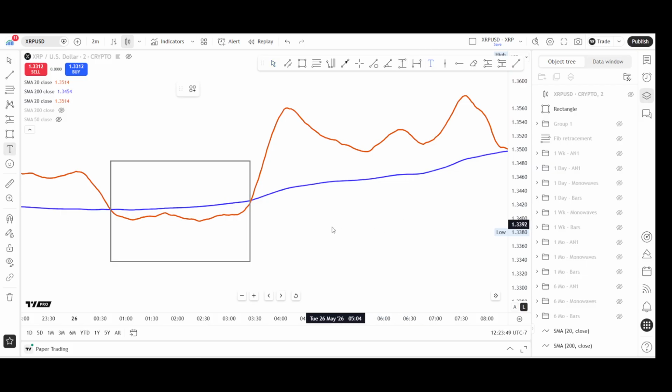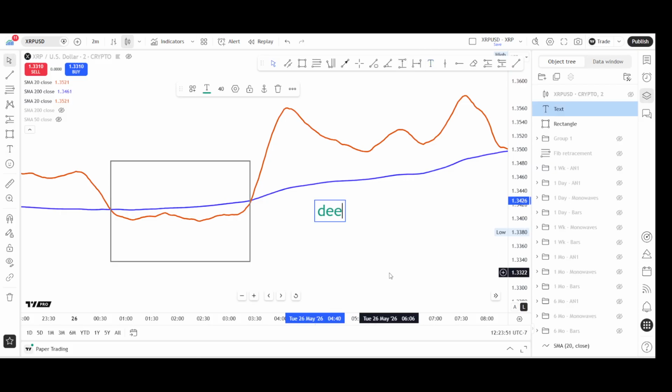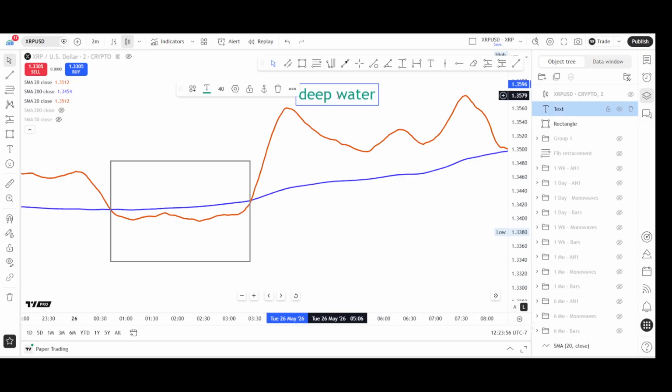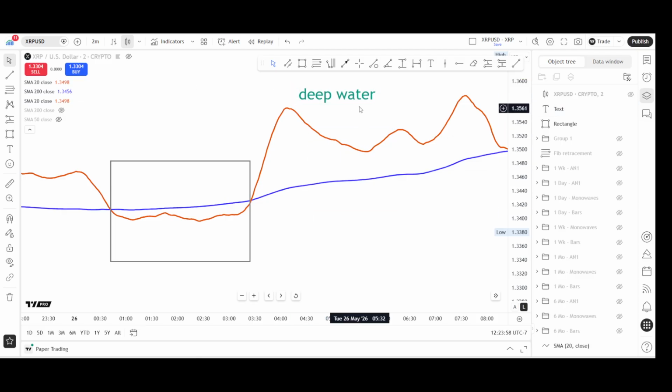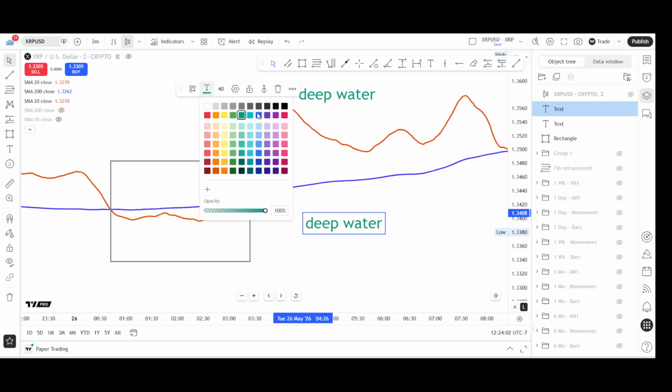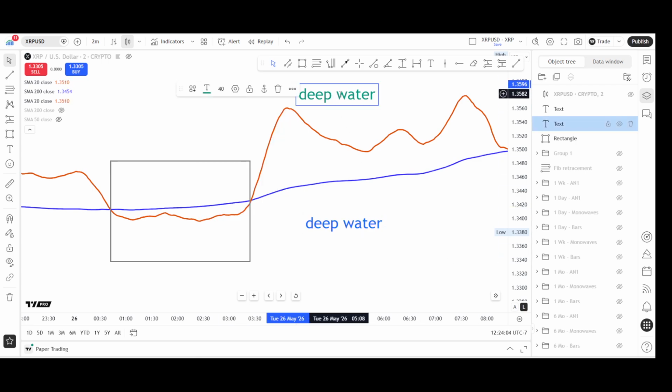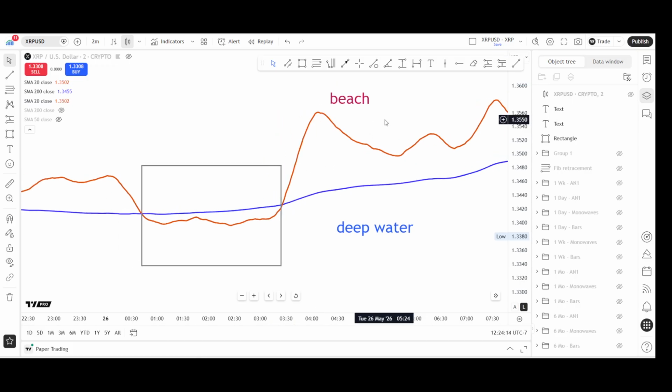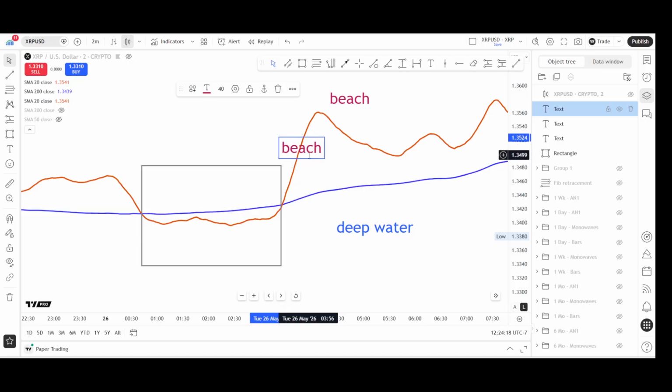Here is your deep water. Here is your beach. Oops, let's do that again. Here's your deep water. Let's put that in blue. Here is your beach. I think we chose some funny red color for that. Let's choose this color. I think we chose this color down here. I don't know why I chose red, but all right. So that's the beach. Here's your wave.